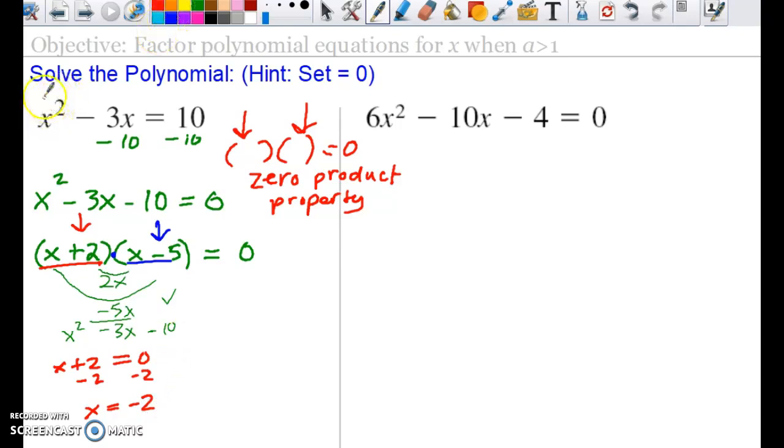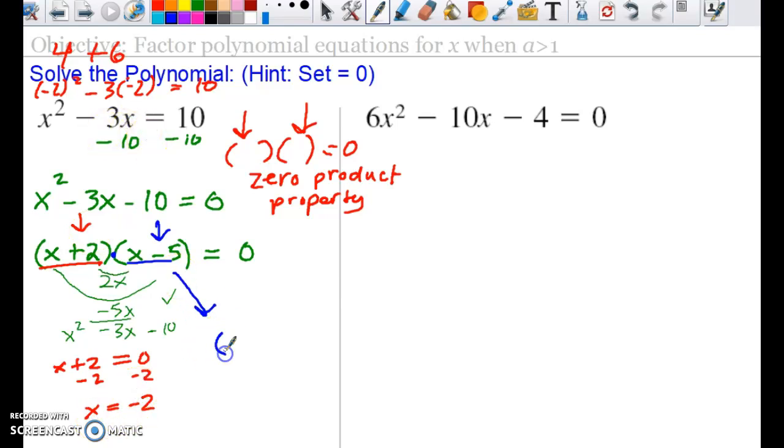So let's plug negative 2 into this function. I'm going to have negative 2 squared minus 3 times negative 2, and I want to see if that equals 10. Negative 2 squared is 4. Negative 3 times negative 2 is positive 6. 4 plus 6 is 10. So I know that that solution works. That's what we're doing here, finding the value of x that will make this equation true.